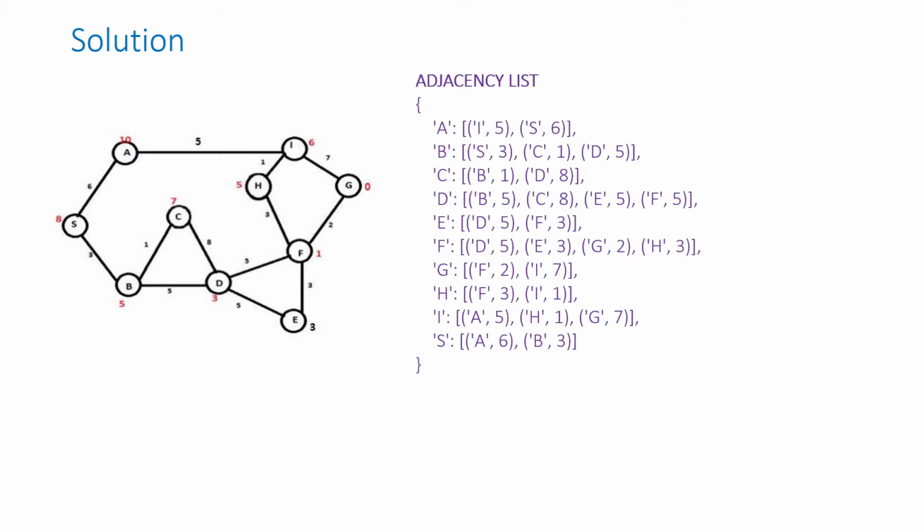Here is the adjacency list. This list contains all the cities along with the adjacent cities and the cost to reach those cities. We can also extract the list of heuristic values from the given graph. Here is the heuristic list. This contains all the cities along with their heuristic values. Now let's move on to the code.